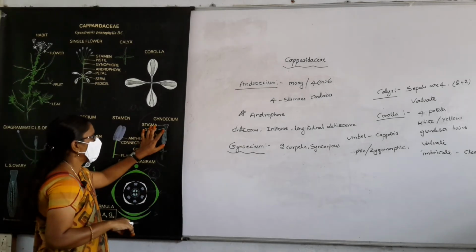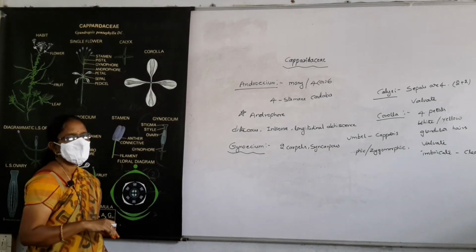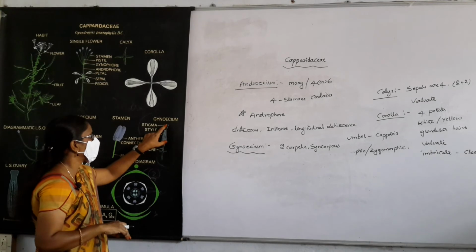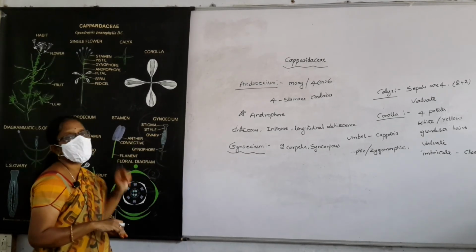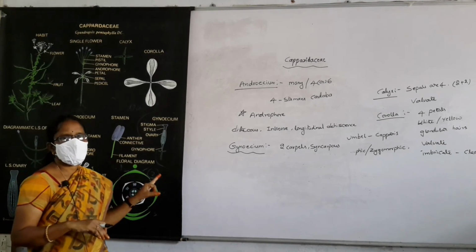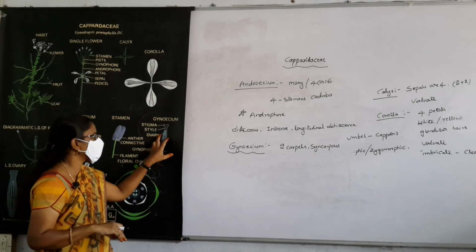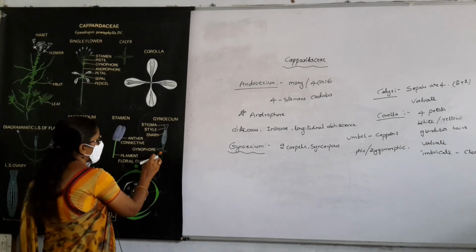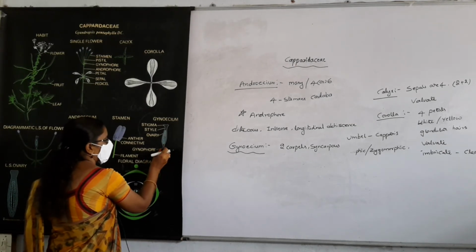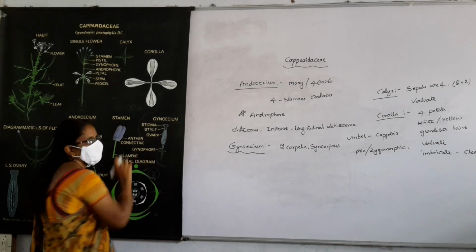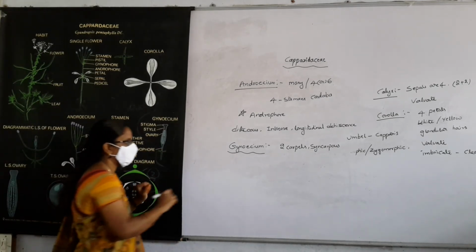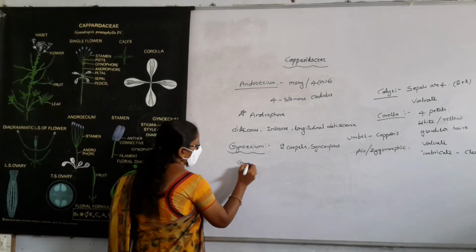And the style is short. Upper side of the style, the stigma is present, and the ovary is a superior ovary. These flowers are hypogynous flowers. For example, this is the gynophore. The small stalk-like structure of the ovary is called the gynophore.